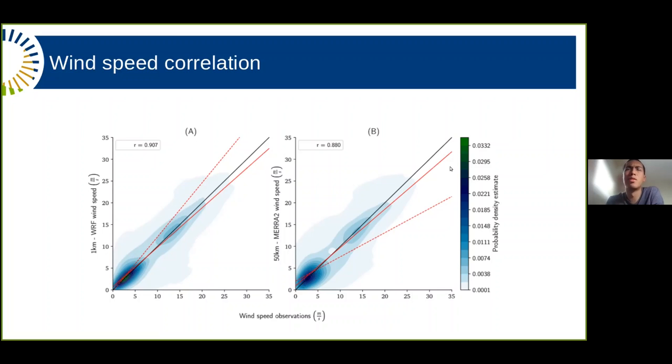Basically, MERRA-2 and WRF at 75 kilometers had this bias to underestimate wind speed observations. However, the smaller grids have the deviation to the other side, which is an overestimation of wind speed measurements.